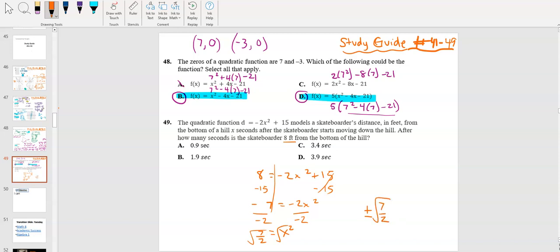And if I do this on a calculator, you're going to get B, 1.9 seconds. You're going to get a negative answer as well. But again, because this is distance and time, we're not dealing with negative seconds, so it has to be B.